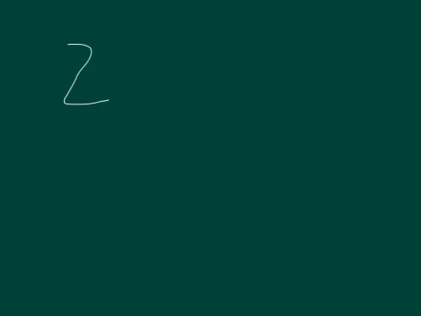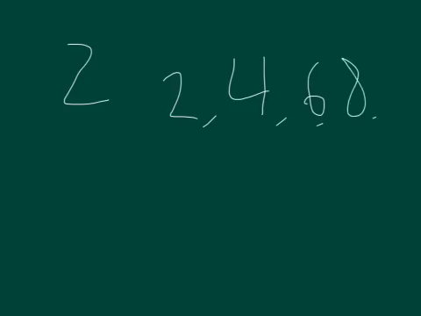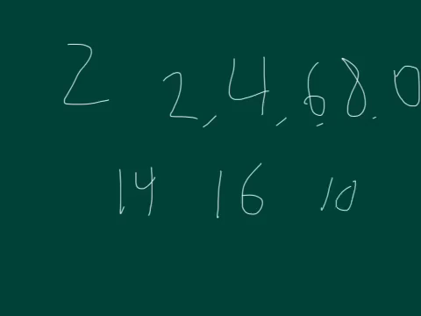The next one we are going to do is 2. The divisibility rule for 2 is it has to end in a 2, a 4, a 6, an 8, or a 0 to be divisible. So 14 is divisible by 2, that's 7. 16 is divisible by 2, that's 8. 108 is divisible by 2.